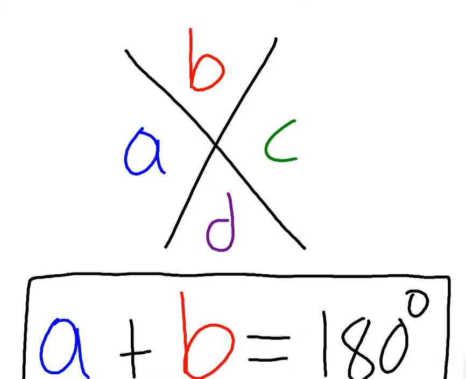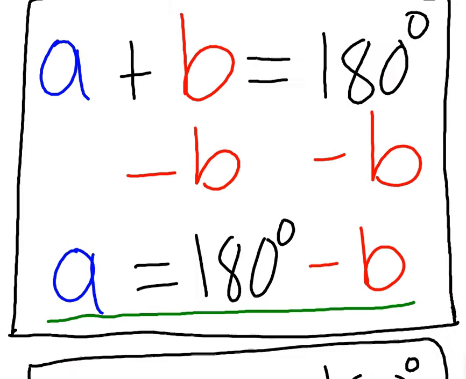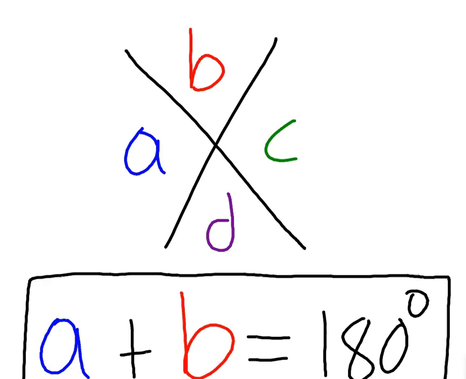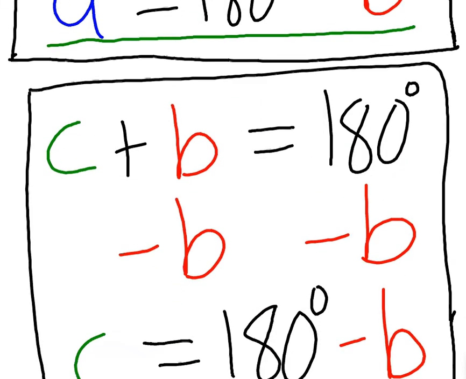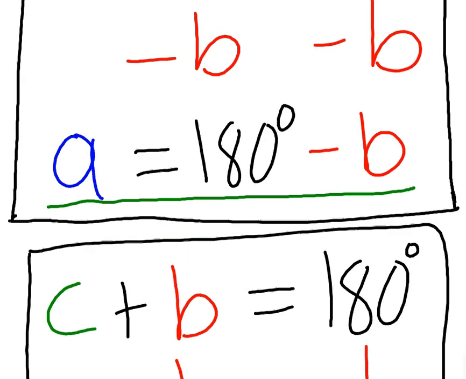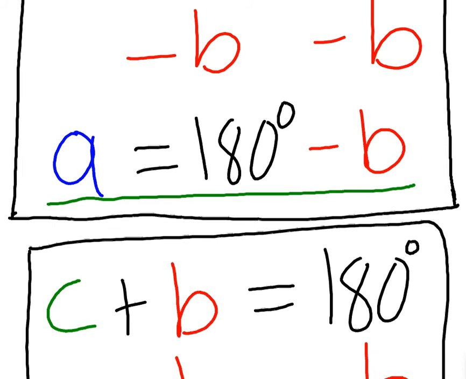If you look at the diagram, C looks like it's going to be 180 minus B as well. Right? So that kind of alludes to how the proof works. So we know that C plus B equals 180, right? Because they are also supplementary. So if C plus B equals 180 and we subtract B from both sides, we also get the fact that C is equal to 180 minus B. So if C is equal to 180 minus B and A is equal to 180 minus B, then how do A and C relate to each other?